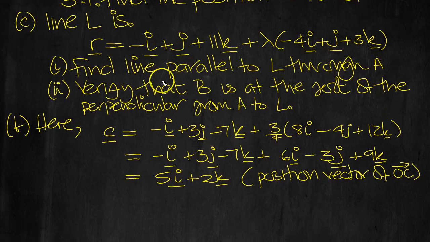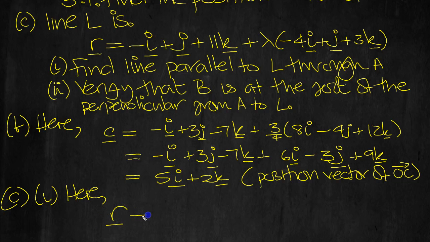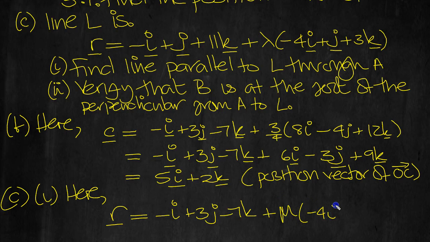Line L is this. Find the line parallel to L through A. So part C, 1. So here we'll call it r. The line is equal to parallel to L through A. So again it's the vector A, which is listed here already. And it's parallel to L, and this has directional vector here. So let's put mu times minus 4i plus j plus 3k. So there's our line then, parallel to L through the point A.